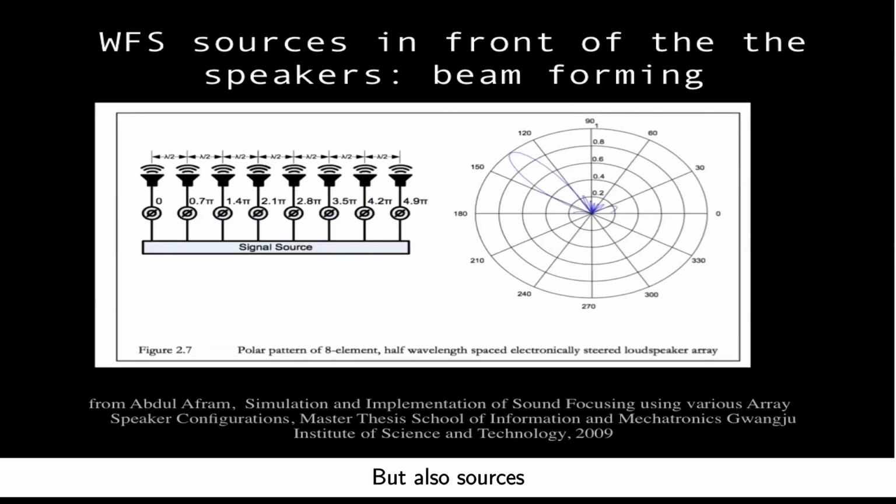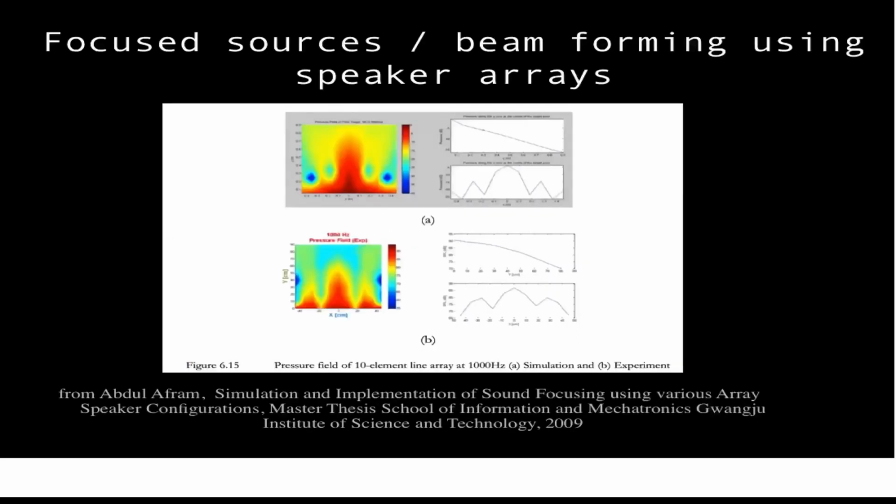But also sources in front of the speakers can be reproduced using wave field synthesis. This is accomplished by using beamforming and applying proper filtering and spatial and time delay to the speaker array. In this image, you see the sound pressure level of a focused source created by beamforming using a speaker array with 10 elements, 10 speakers.